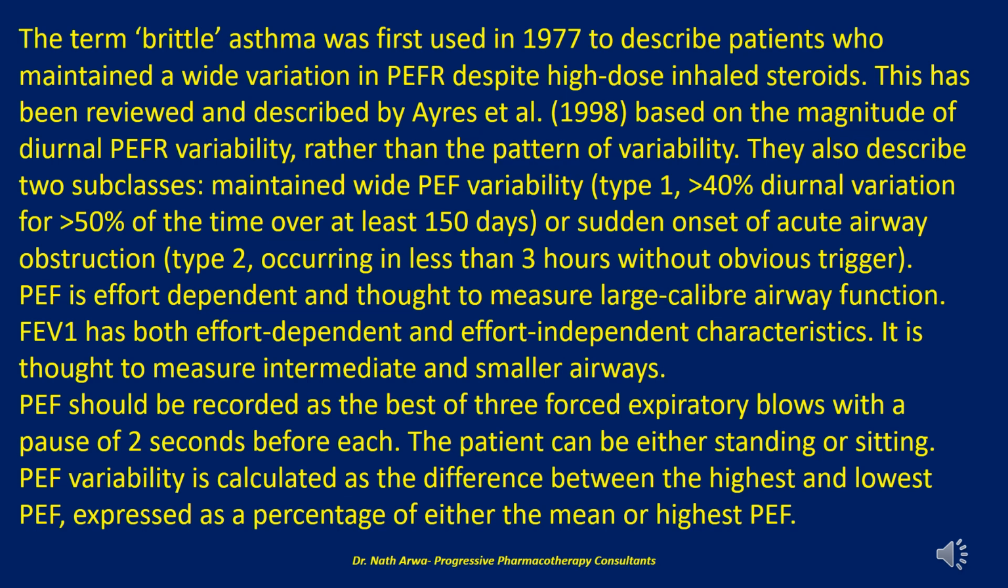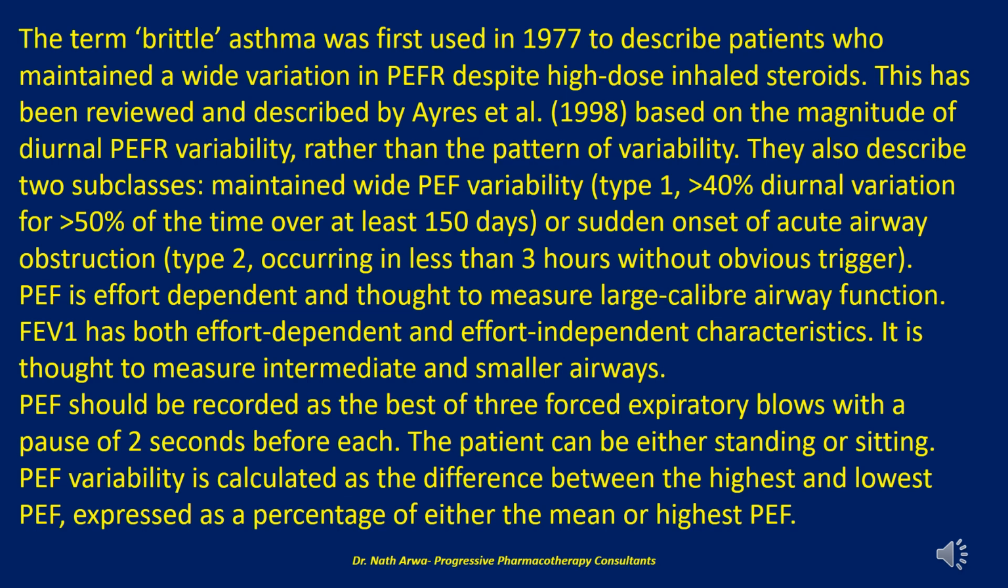They also describe two subclasses: maintained wide peak expiratory flow variability, type 1, greater than 40% diurnal variation for more than 50% of the time over at least 150 days, or sudden onset of acute airway obstruction, type 2, occurring in less than 3 hours without obvious trigger.